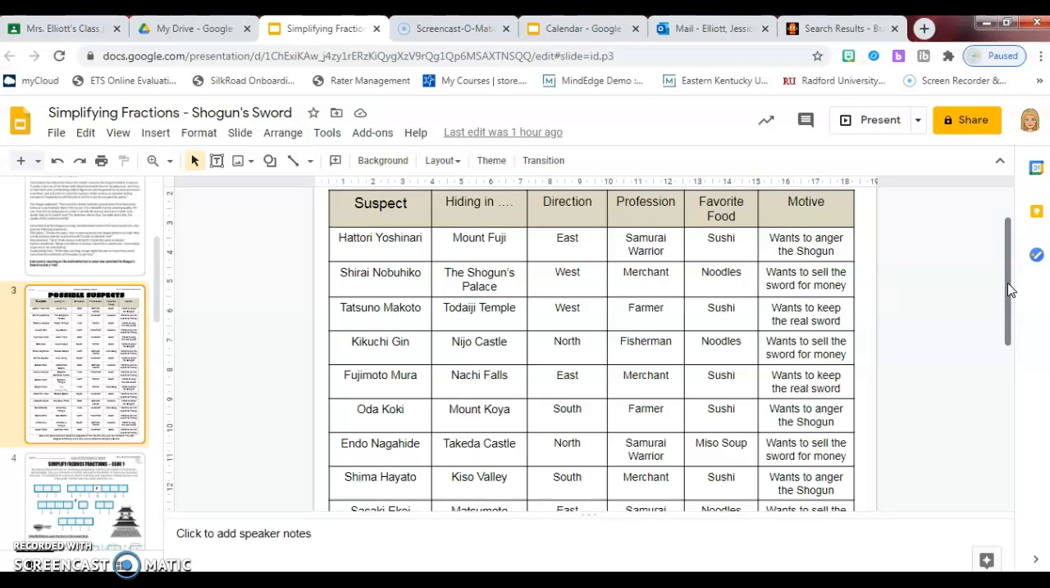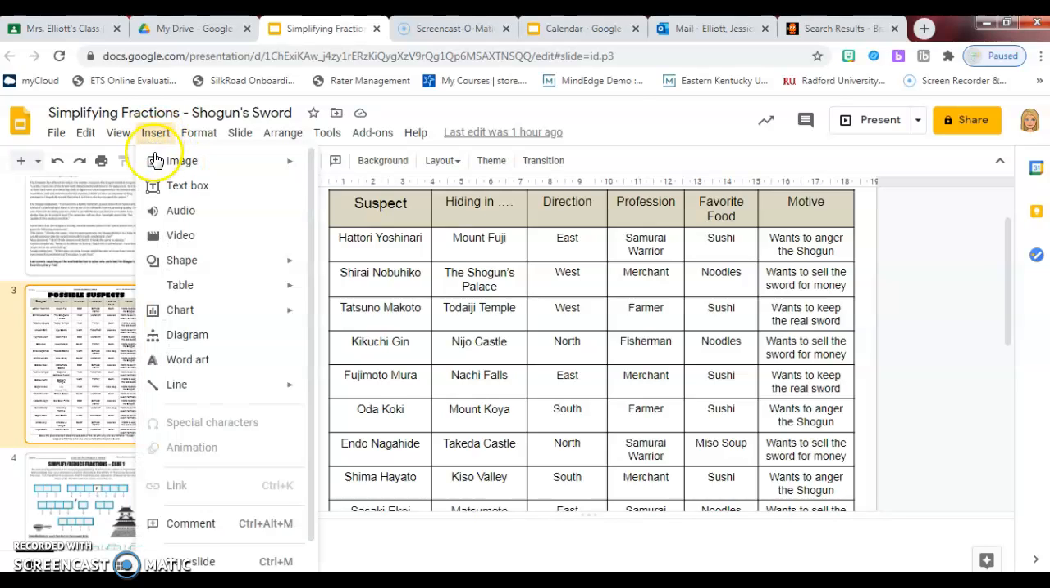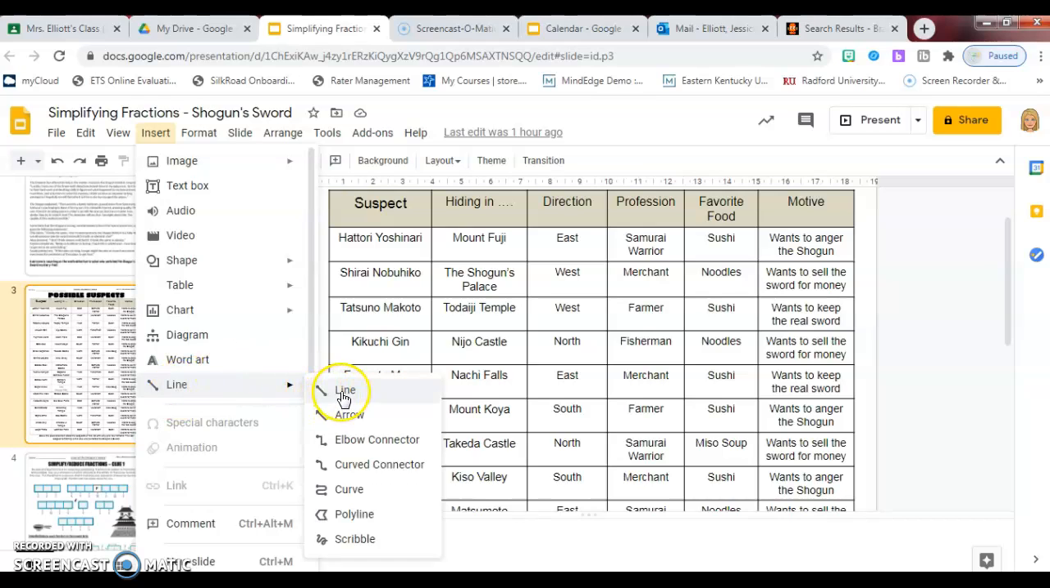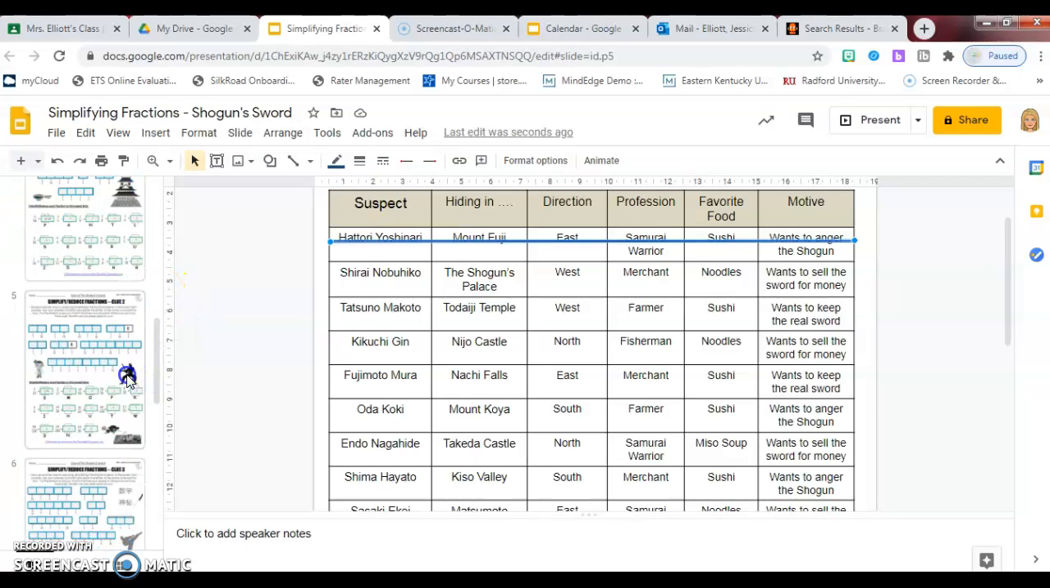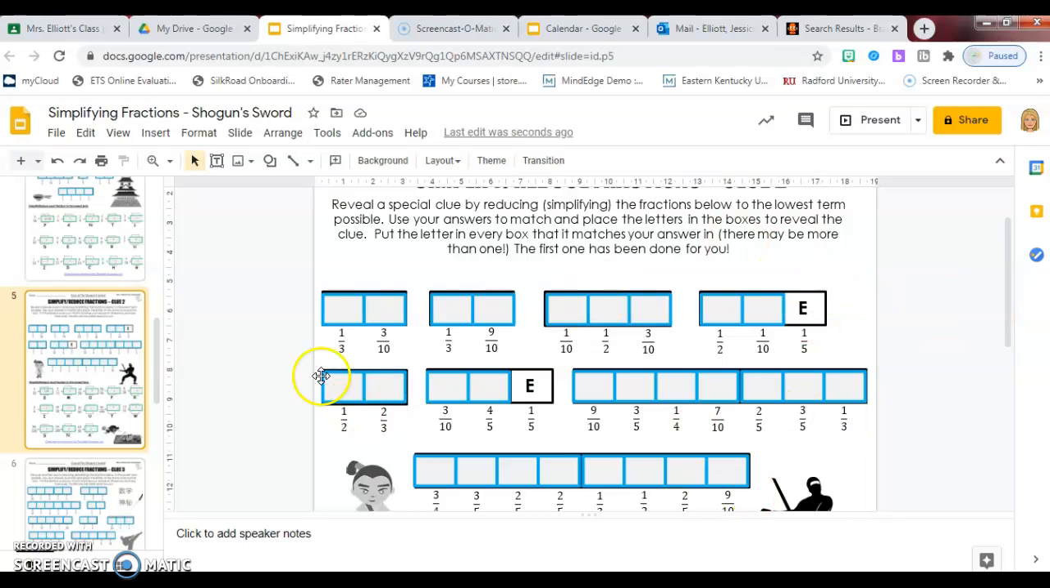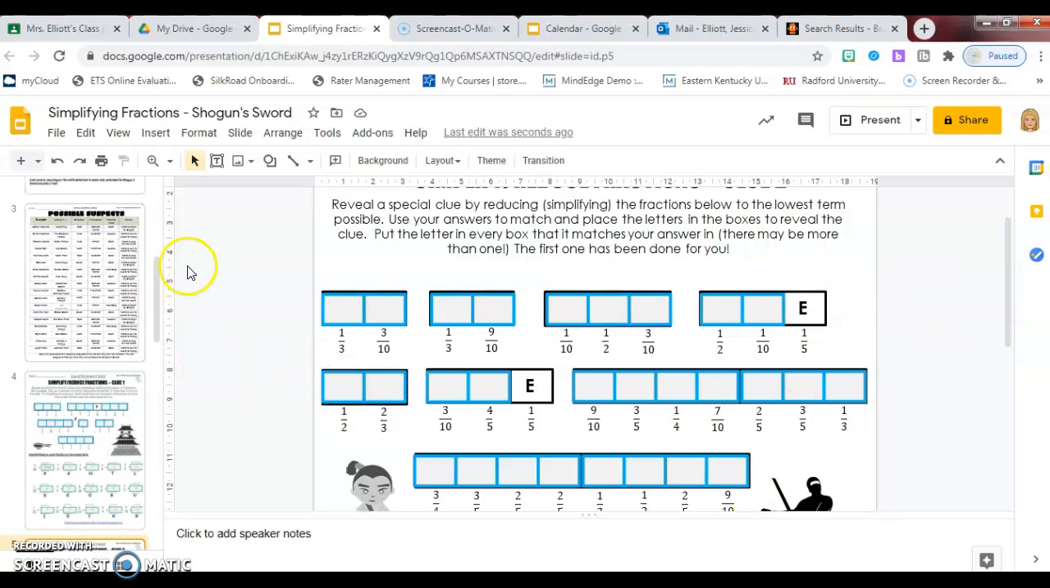Now, when you're ready to eliminate suspects, if I were you, this would be what I would do. I would just go up here and click Insert, and then click Line, and I would just draw a line through. So let's say clue 1 eliminated Hattori Yoshinari, because it says that the person is not traveling east. And I'm like, okay, well, he's traveling east, so I know it can't be him. So I'm going to eliminate him, and I'm just going to put a line through there. Okay? And you're going to do that for all the people that you eliminate. And then you're going to go down to clue 2. You're going to read the directions, and you're going to do what it says, and then you're going to go back to your possible suspect list, and you're going to eliminate more people.